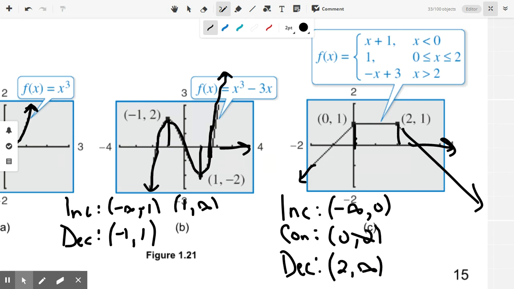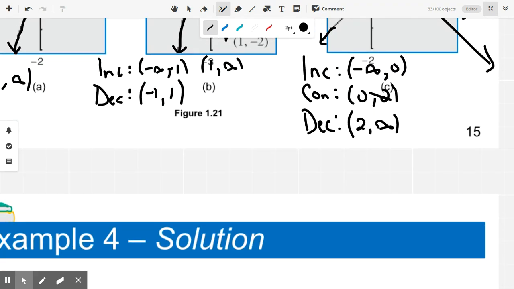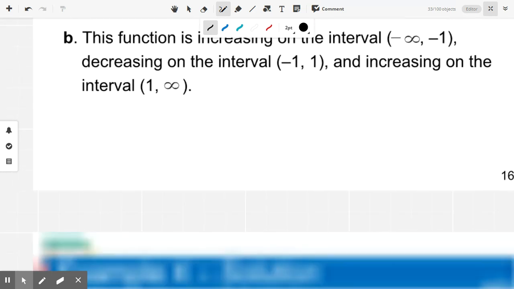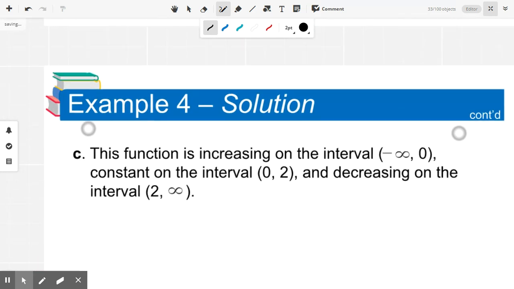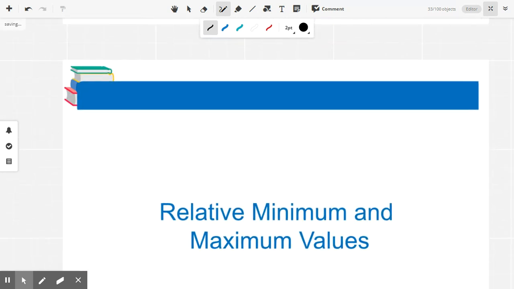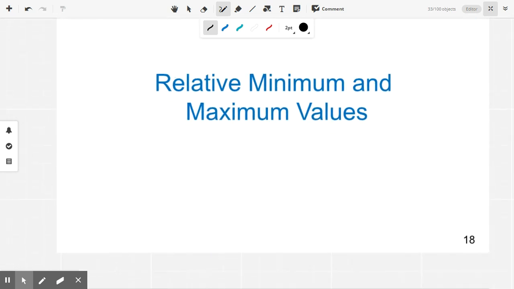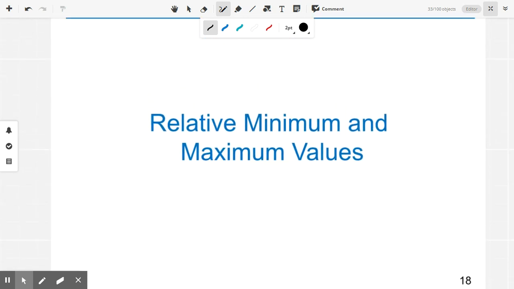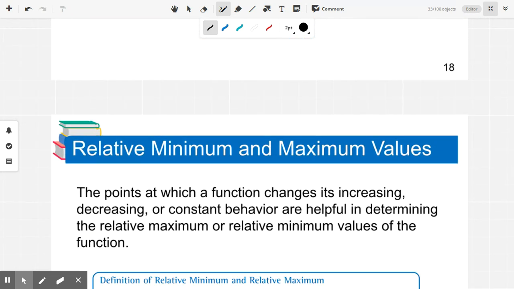All right. So that's how we're going through and labeling how it's increasing, decreasing, or constant, using our interval notation. All right. Notice parentheses, not using any brackets. So now when we have parts that are increasing and decreasing, we have what are called relative minimum and maximum. We know what minimum and maximum are. Minimum means the least, maximum means the most. So this isn't going to be very difficult.